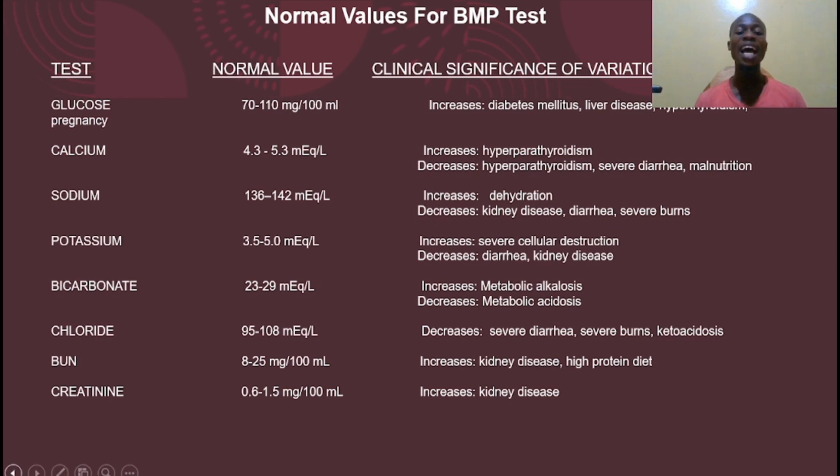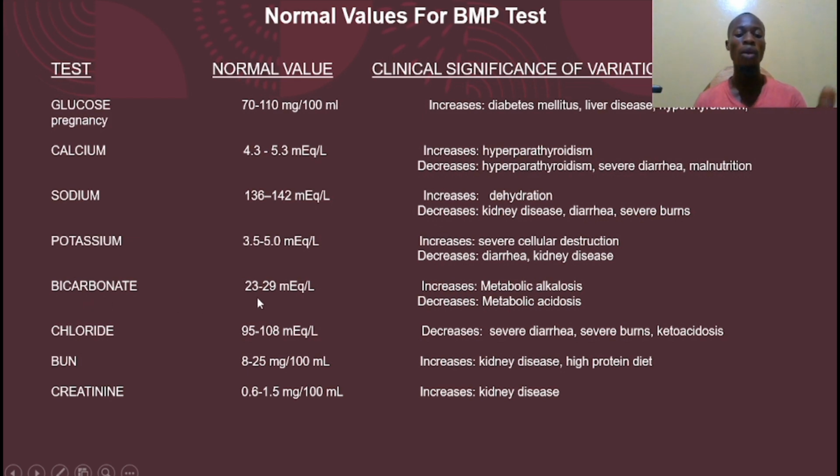So potassium should be from 3.5 to 5.0 milliequivalents per liter. The clinical significance is that when potassium increases, there will be severe cellular destruction in the human body, because we said that potassium helps to coordinate nerve signaling and muscle contraction. So if there is a decreased amount, we will also observe that the person has diarrhea or kidney disease.